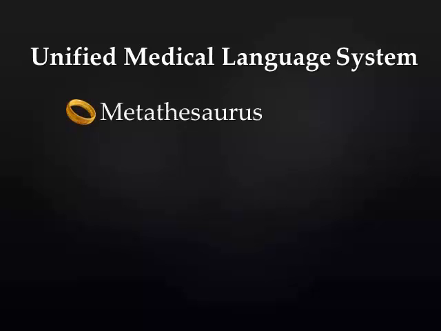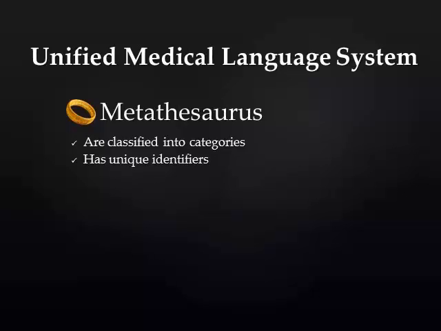The Metathesaurus is classified into categories like diagnosis, procedures, supplies, diseases, drugs, genetics, anatomy, and the likes. It also has unique identifiers that comprise alphanumeric values. It also has preferred terms and can be grouped into subsets.